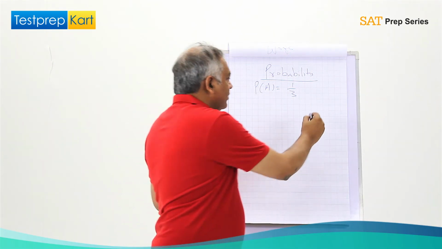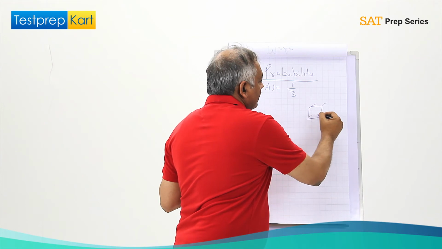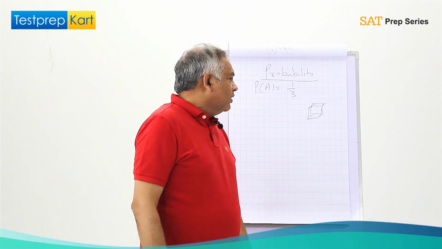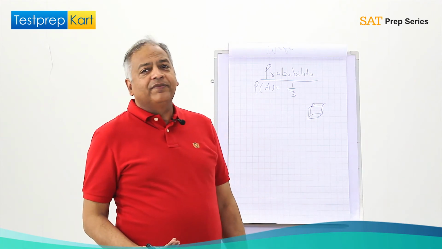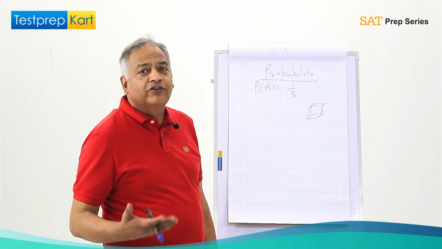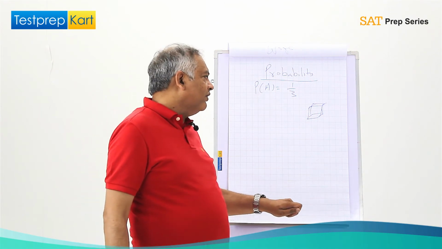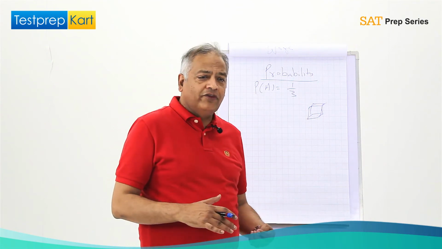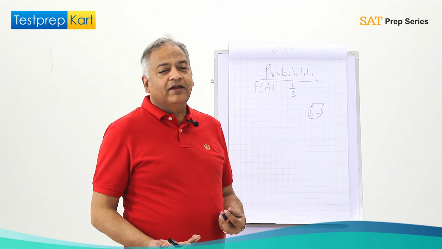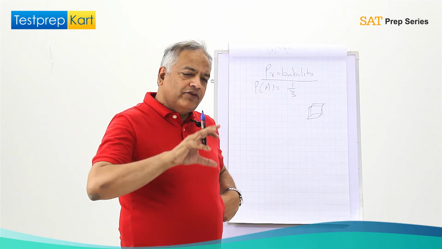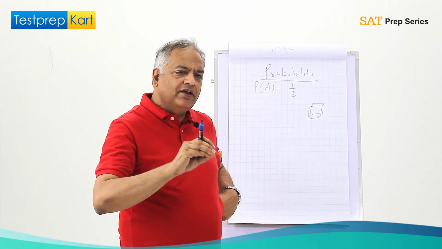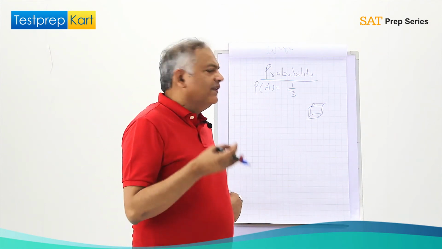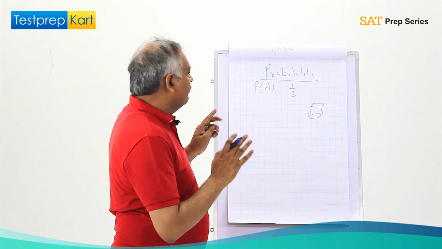For example, if you have a normal die where you have 1, 2, 3, 4, 5, 6 written on the various faces, what is the probability of getting a 7? The answer is 0, because it's impossible. If it's an impossible event, then the answer is 0. What is the probability of getting a number which is less than or equal to 6? The answer is 1, that is 100%. So if you are 100% sure, then the probability is 1. If you know that this particular event cannot happen, then the answer is 0. So probability is always between 0 and 1.